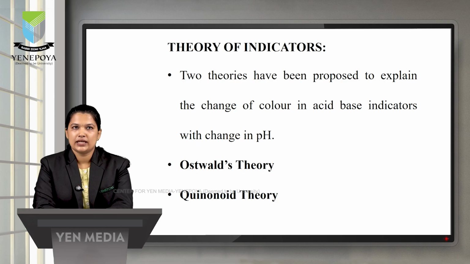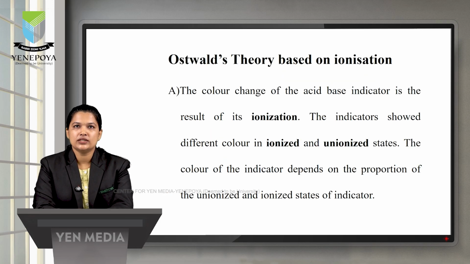Next is the theories of indicator. Two theories have been proposed to explain the change of color in acid-base indicators with change in pH. These are the Ostwald theory and the Quinoid theory. Here, the Ostwald theory is based upon ionization. The color change of an acid-base indicator is a result of its ionization. The indicator shows different colors in ionized and unionized states. The color of the indicator mainly depends upon the proportion of ionized and unionized states of the indicator.